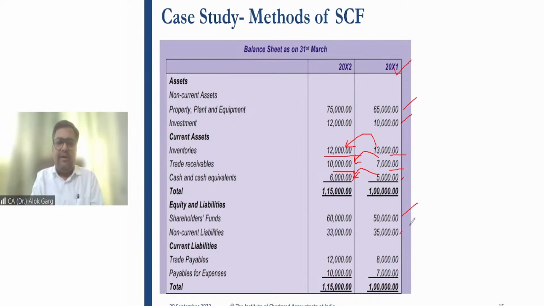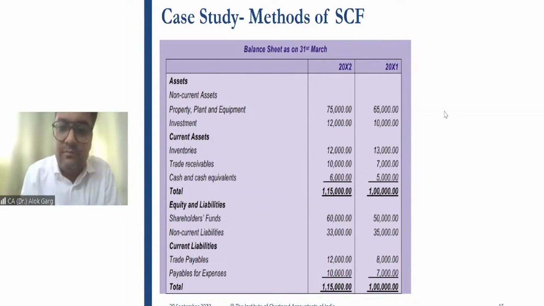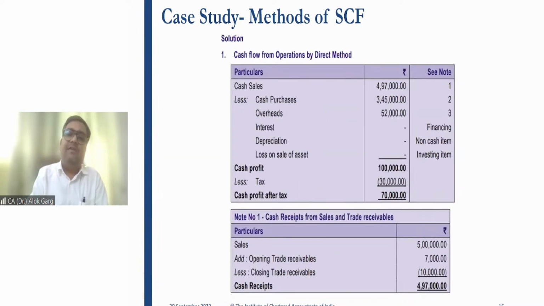Shareholder funds are there, non-current liabilities, and your creditors have also increased. It means whatever the company has purchased, the company has paid less than the purchases even during the period, right? So this is the balance sheet which is given. So now, friends, we need to compute the cash flow from operations by the direct method.